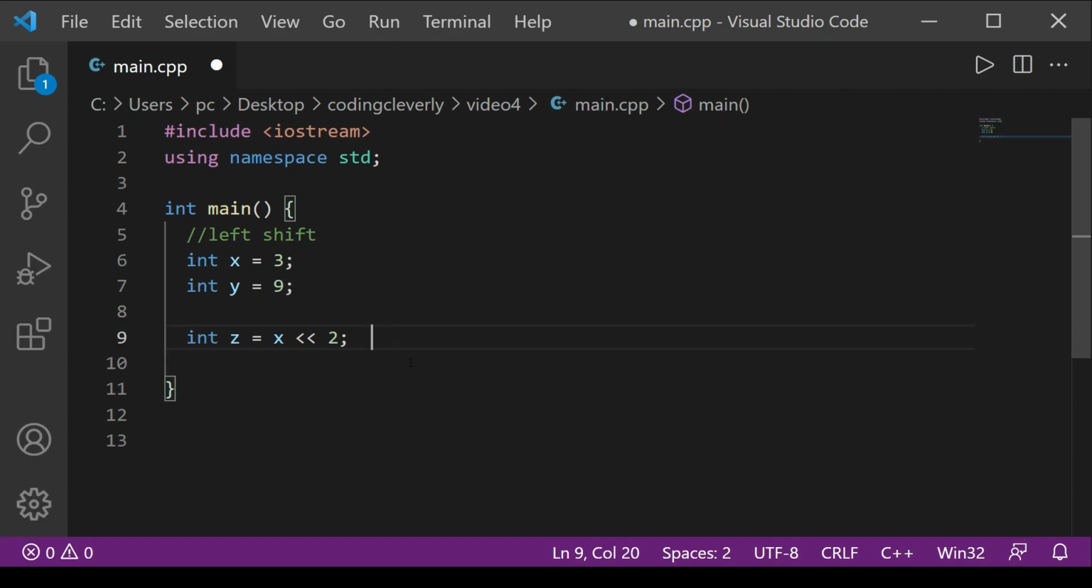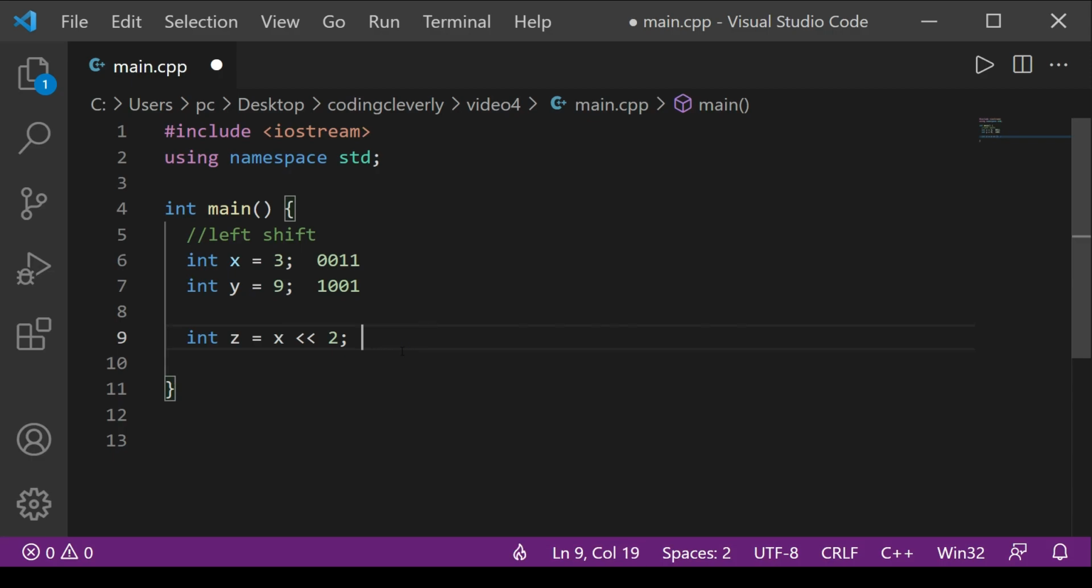And in bits, it would look like this. But before that, let's look at what 3 means in binary. So 3 means like this. 9 means this. And when we're talking about this left shift, it would be this, which is 12. This is the binary for that.